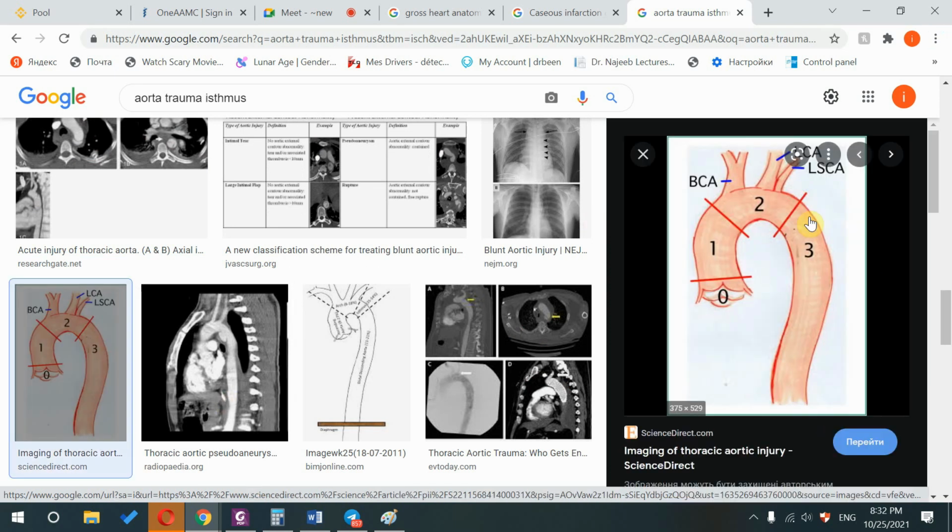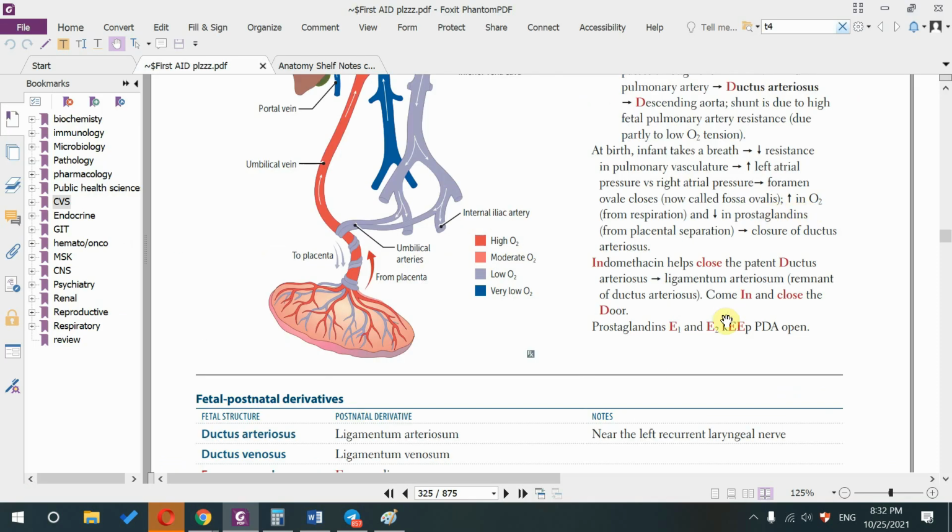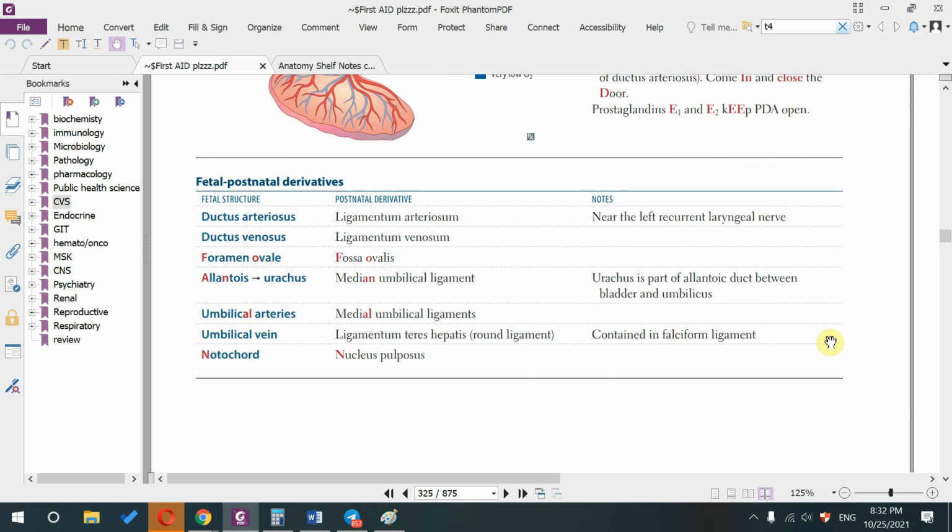And they do give this picture a lot on the exam, guys. Please know that the ligamentum arteriosum connects to this area. Not this area, not this area, it's this area, which is distal to what? It's distal to the left subclavian artery, okay? Good. So, the prostaglandins that are effective, E1 and E2, keep BDA open. Okay, not a bad mnemonic.